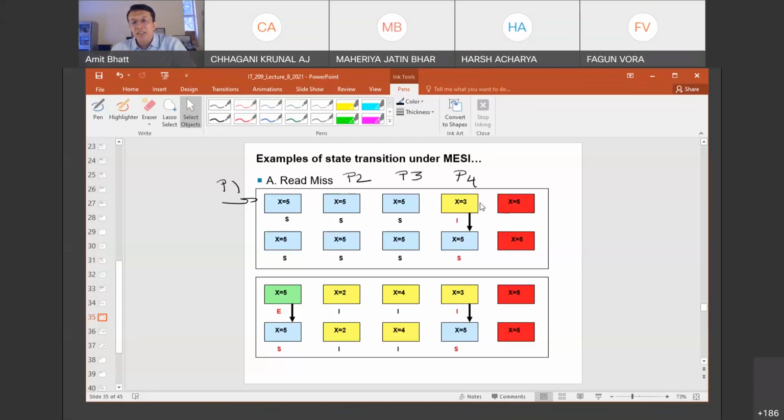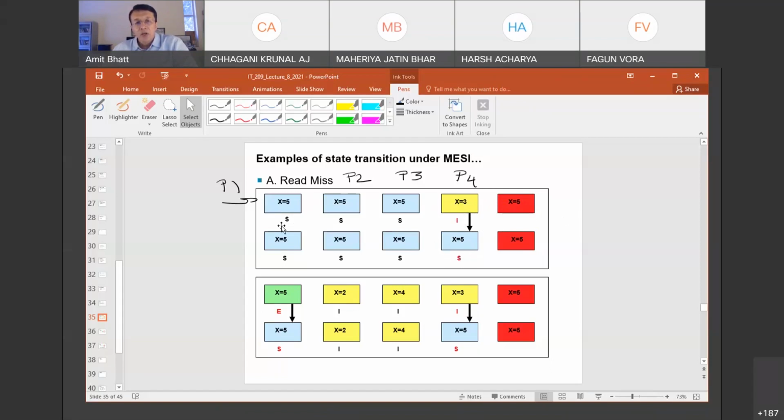So what is it doing between this and this? What is it using, write allocate or no write allocate? It is sort of like write allocate. For reading, it always has to be write allocate. For writing, you can differentiate between write allocate and no write allocate. So it is bringing x equal to 5 here. As soon as it is updated, its flag of invalid will change into S, that means shared.